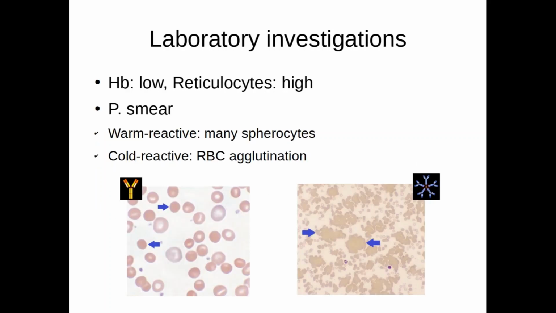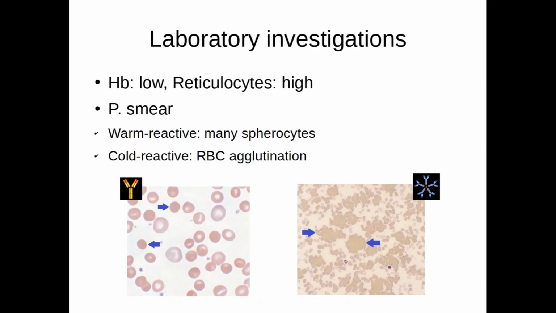Coming to the lab investigations of autoimmune hemolytic anemia in general, I've included both warm and cold types in the same investigation list. Hemoglobin will be low, reticulocyte count will be high. Peripheral smear, if you see, in warm reactive type of AIHA, multiple spherocytes will be there because the major site of hemolysis is spleen, that is extravascular.